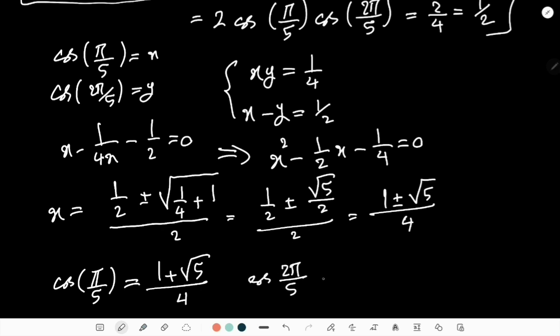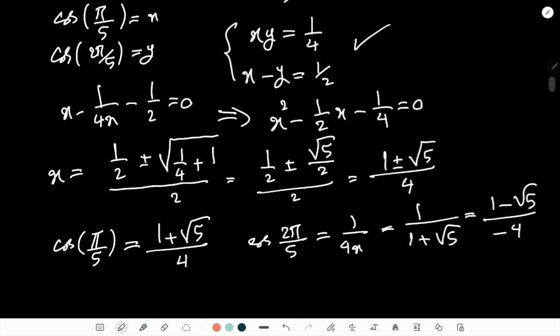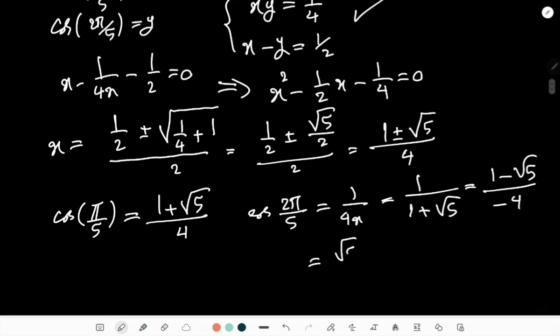Then we can also use this identity here. So that is 1 over 4x, and that is nothing but 1 over 1 plus square root of 5. But you can just multiply numerator and denominator by the conjugate value of it. So this gives 1 minus 5, which is minus 4, and that gives me square root of 5 minus 1 over 4.